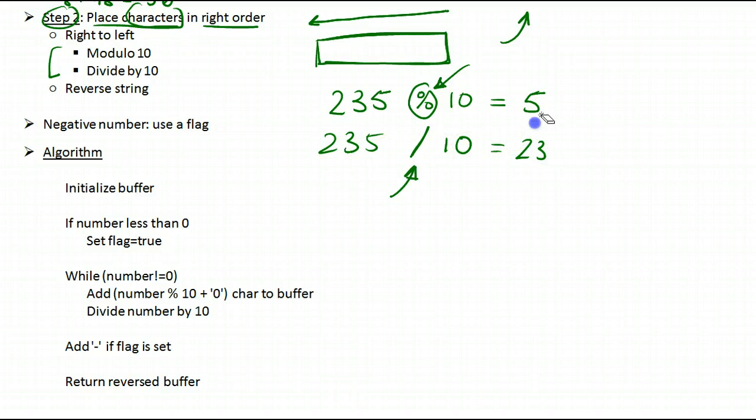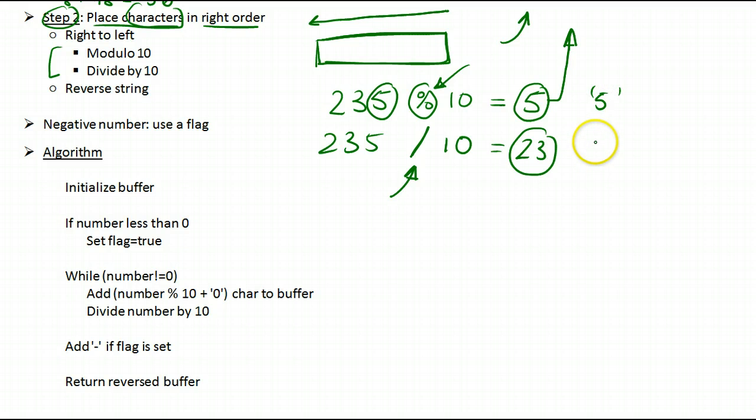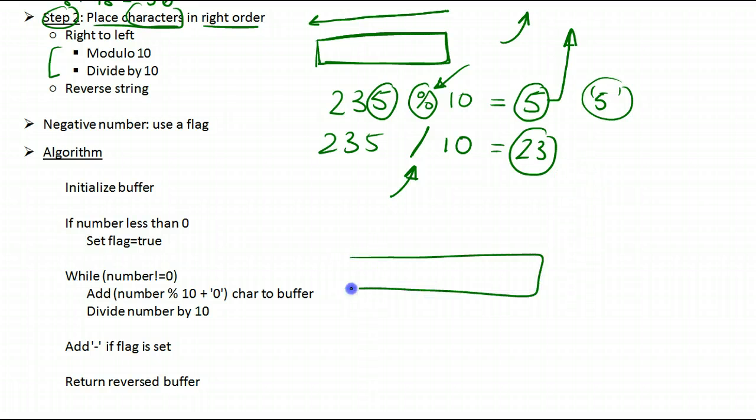And you notice right here, we actually separated the 5 from the 23. So we got our first digit, and what we're going to do is take that 5 and pass it through the algorithm I talked about above to get our 5 character or symbol. Then we will have a string buffer, and I'm just going to dump my 5 in that string buffer right here.